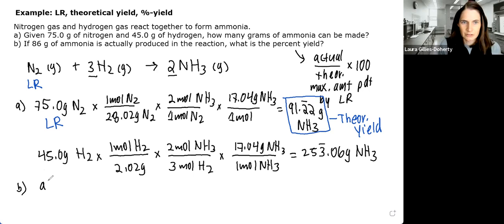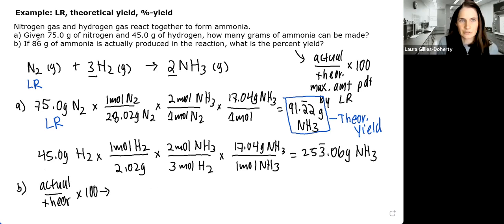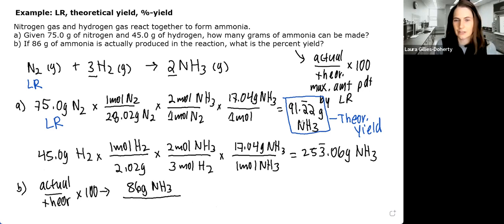So now to calculate the percent yield, it's our actual divided by our theoretical times 100. So we were given that we've actually produced 86 grams of ammonia. That's how much we weighed out after we did this reaction. And we theoretically, if we did a perfect reaction, didn't have any losses, could have produced 91.2 grams of ammonia. So we're going to divide those two and then multiply by 100 to give us our percent yield.